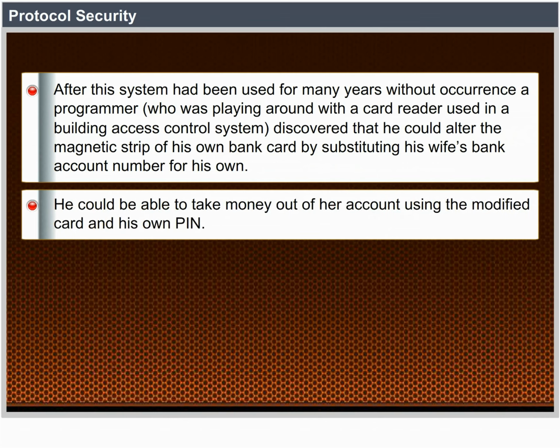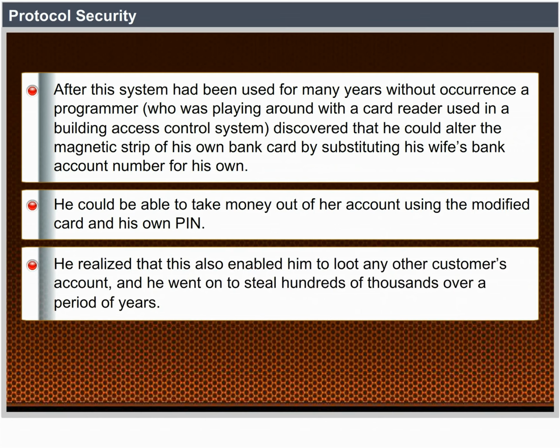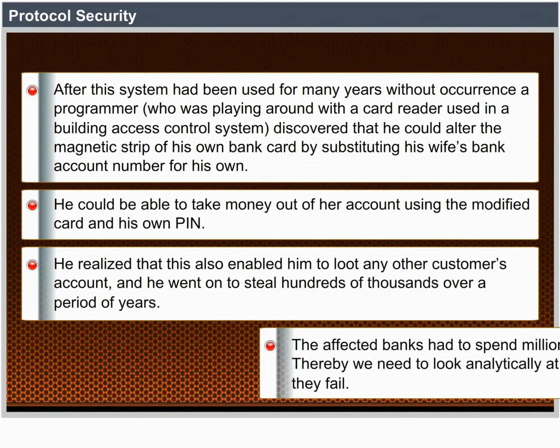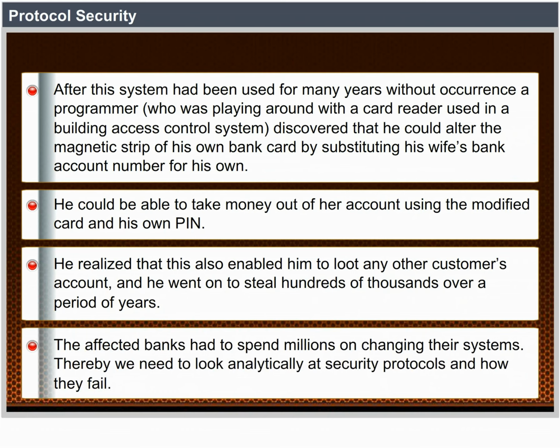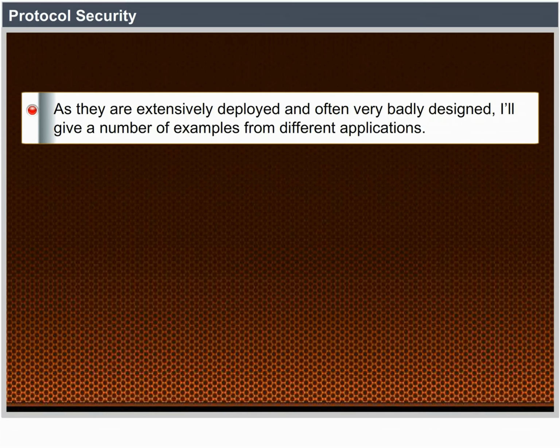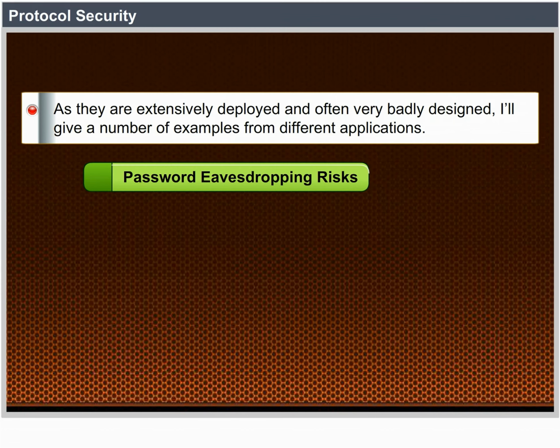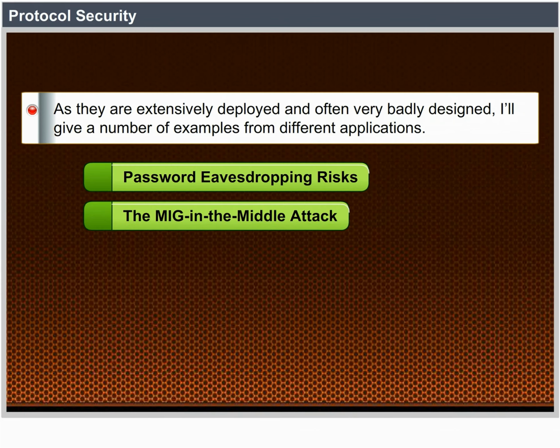He realized that this also enabled him to loot any other customer's account, and he went on to steal hundreds of thousands over a period of years. The affected banks had to spend millions on changing their systems, so we need to look systematically at security protocols and how they fail. As they are widely deployed and often very badly designed, I'll give a number of examples from different applications: password eavesdropping risks, the MIG in the middle attack, reflection attacks, manipulating the message, and so on.